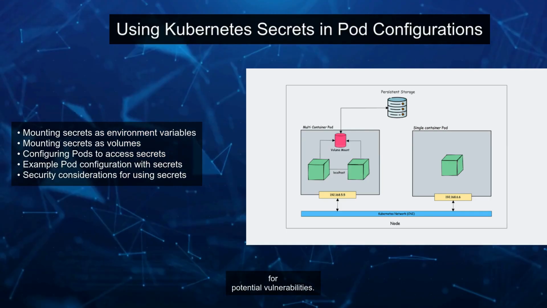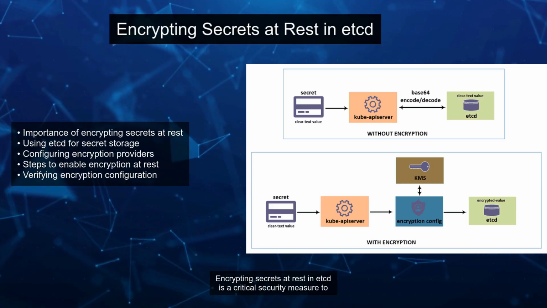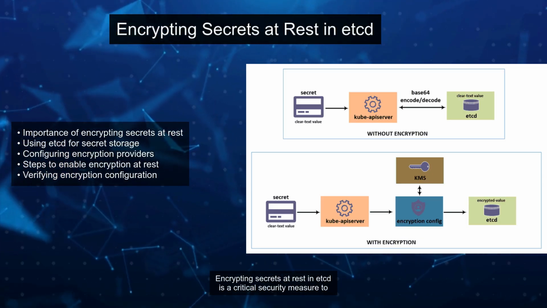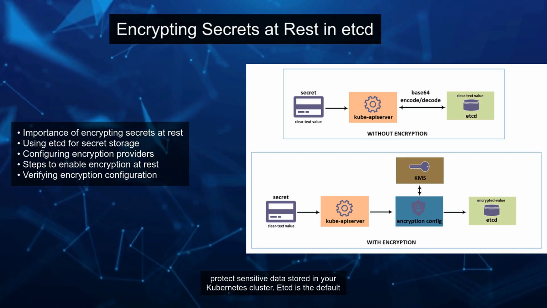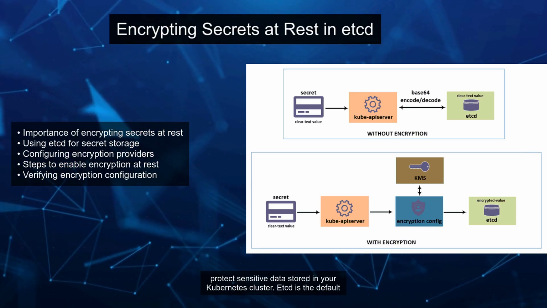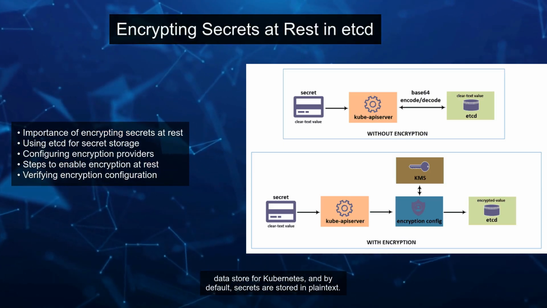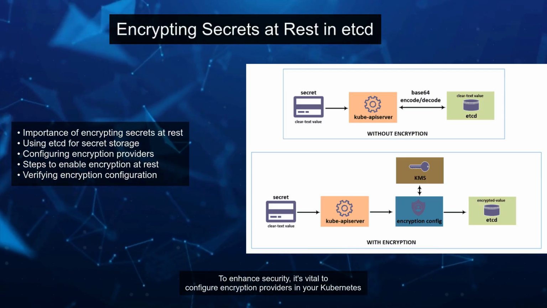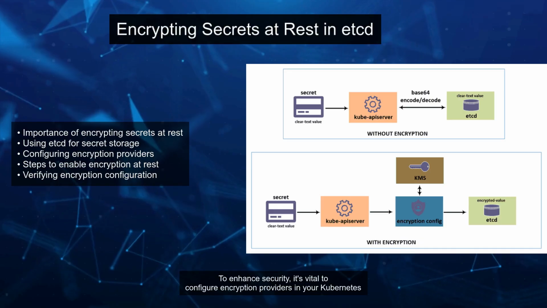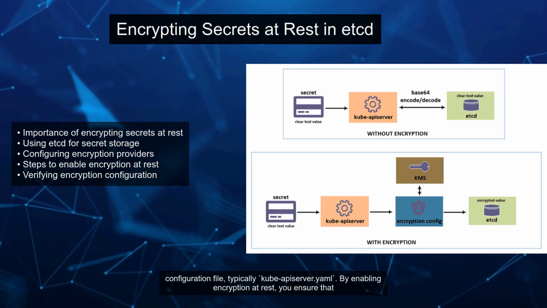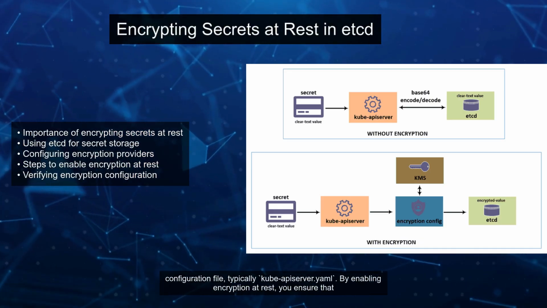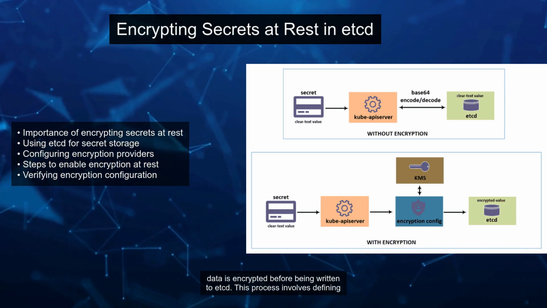for potential vulnerabilities. Encrypting secrets at rest in etcd is a critical security measure to protect sensitive data stored in your Kubernetes cluster. etcd is the default data store for Kubernetes, and by default, secrets are stored in plain text. To enhance security, it's vital to configure encryption providers in your Kubernetes configuration file, typically kube-apiserver.yaml. By enabling encryption at rest, you ensure that data is encrypted before being written to etcd.